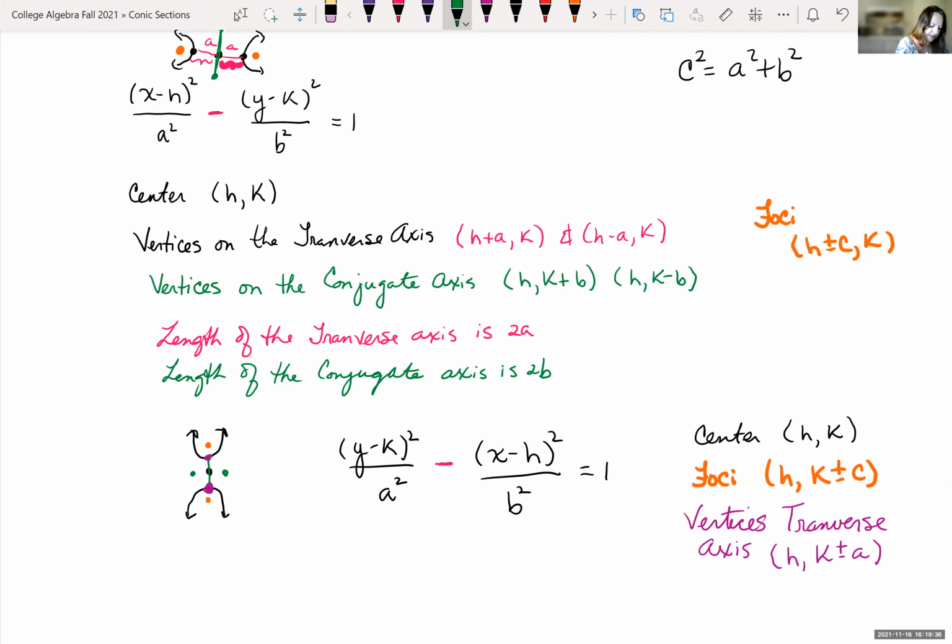And then the vertices on the conjugate axis, so in this case, it's affecting the x value from the center, and we're adding or subtracting our b value from the x value of the center. So h plus or minus b comma k.